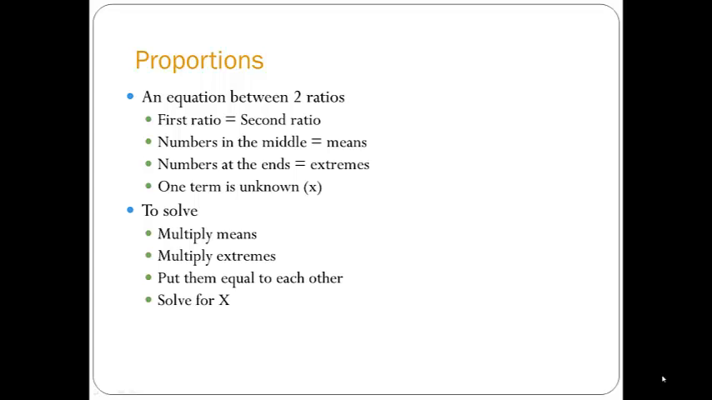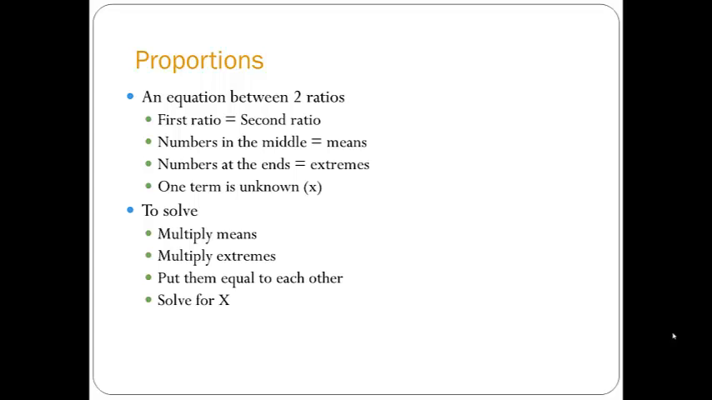Proportions can be useful when the concentration is going to remain the same. Proportions are an equation between 2 ratios. The first ratio is set equal to the second ratio. The numbers on both sides of the equal sign closest to the equal sign are called the means, and the numbers on both sides of the equal sign furthest away from the equal sign are termed the extremes.